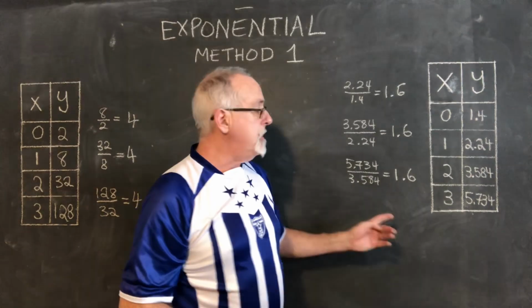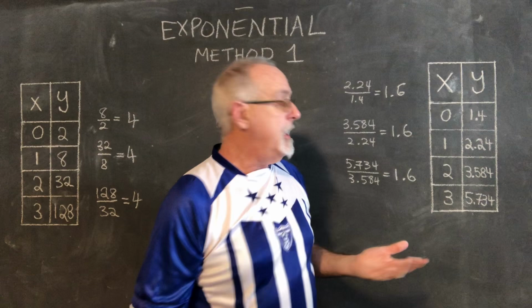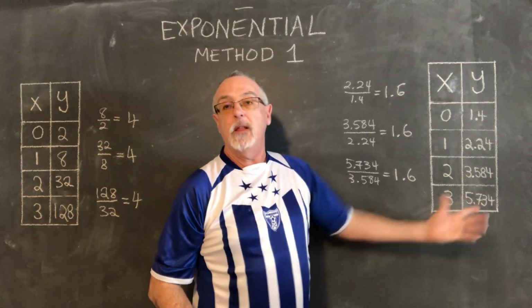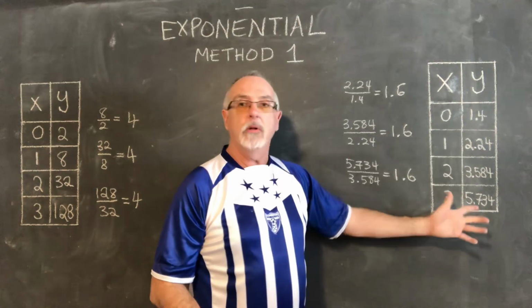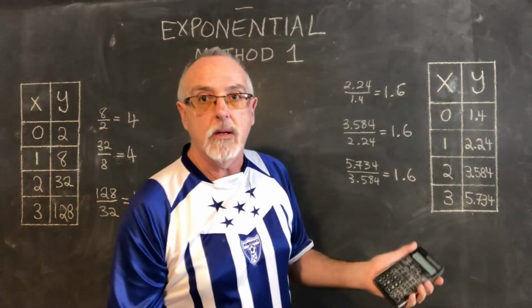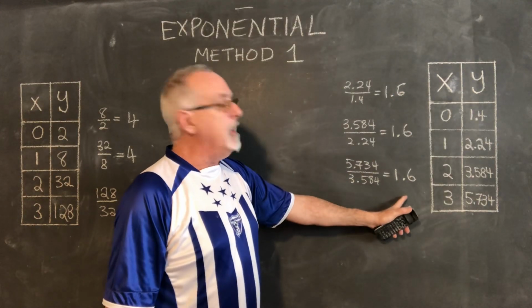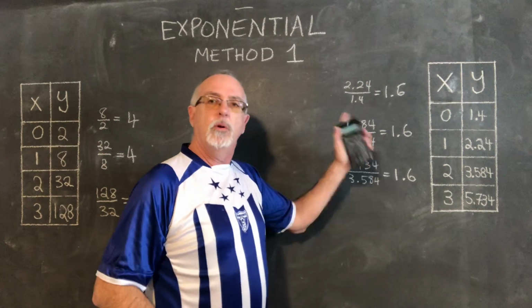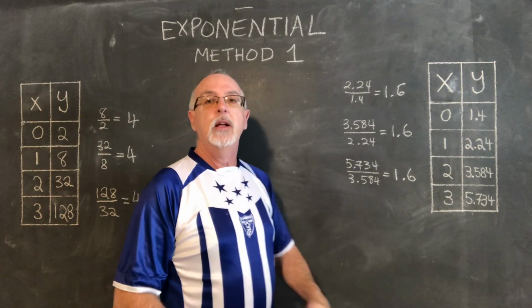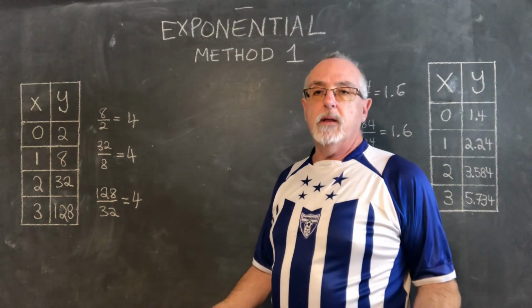This happened because the person who created the table of values, which was me, had to do rounding in order to fit the y values into the table, because you end up with exponential equations with these decimals that go on and on forever. So if it's really, really close to 1.6, it's 1.6. We have a constant ratio, therefore we know that this is exponential. Okay, enough about doing that test. Now that we know they're exponential, we want to find the equation.